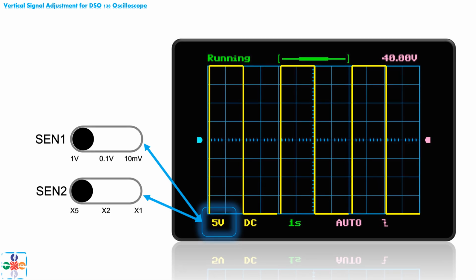So, to fix our problem with our 40 volts point-to-point signal display, we need to set the SEN1 switch to 1 volt, and the SEN2 switch to x5, so that the height of 1 square of our display mesh equals 5 volts. Since we have, in total, 8 vertical squares, and given that 1 square, with these settings, equals 5 volts, that means that our entire display can now accommodate a 40 volts point-to-point signal.